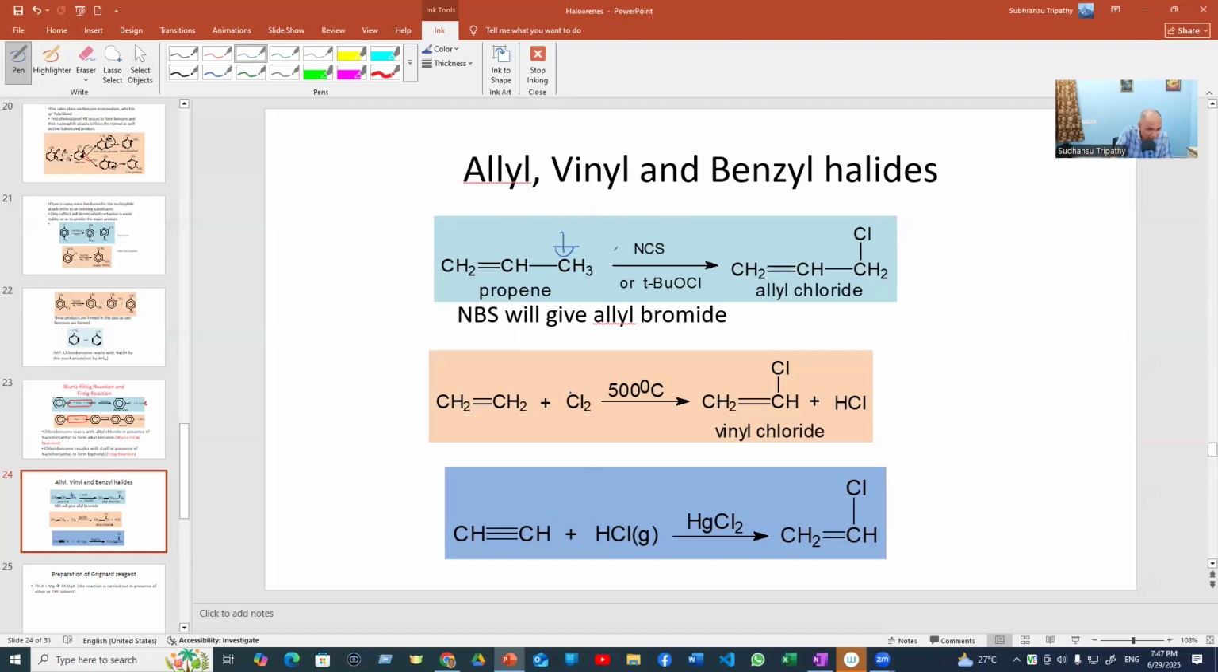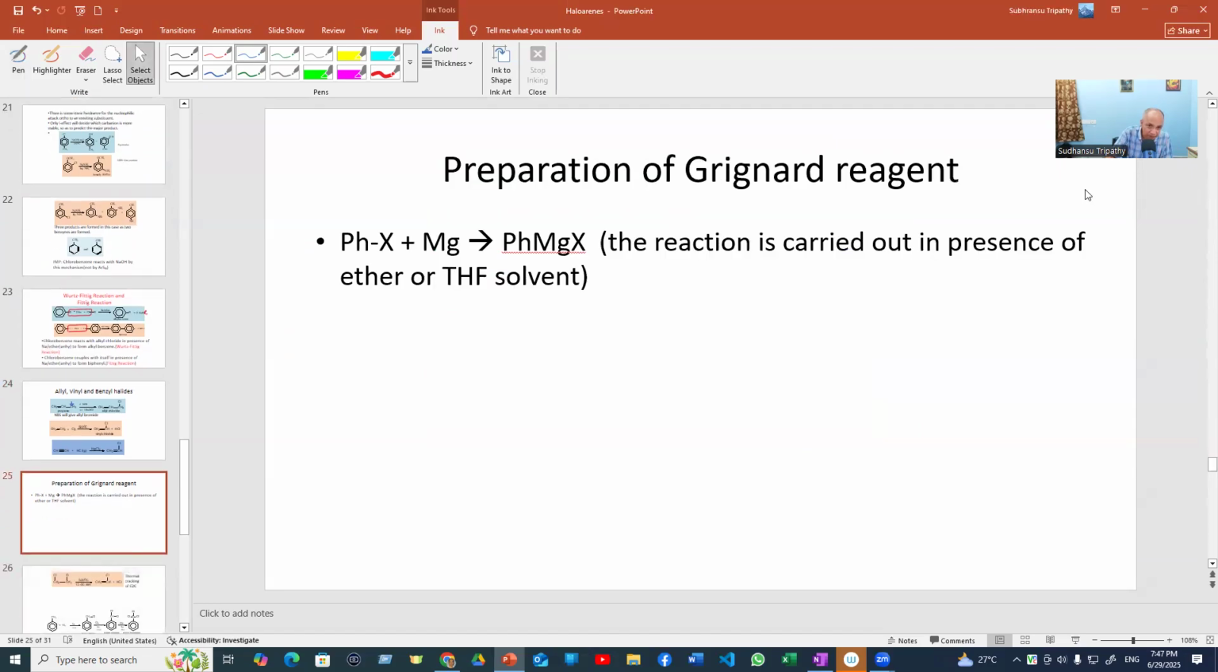And if there is no allylic position, take only ethylene, you get vinyl chloride. This is high temperature chlorination. All these are free radical substitution mechanisms. And if you take controlled addition of acetylene with HCl in presence of mercuric salt, you get only one HCl added to give vinyl chloride.